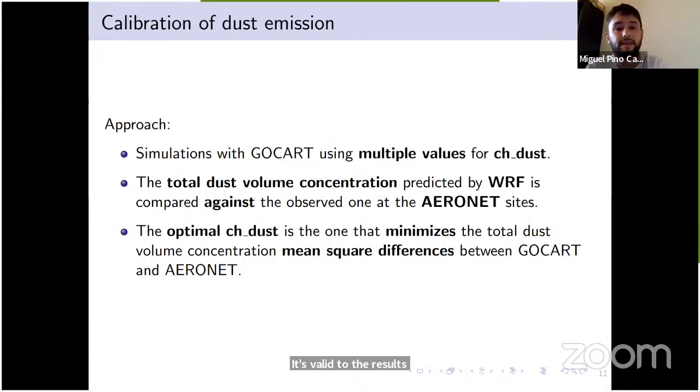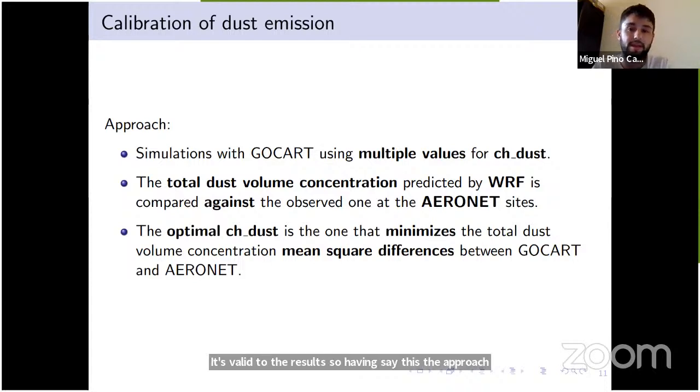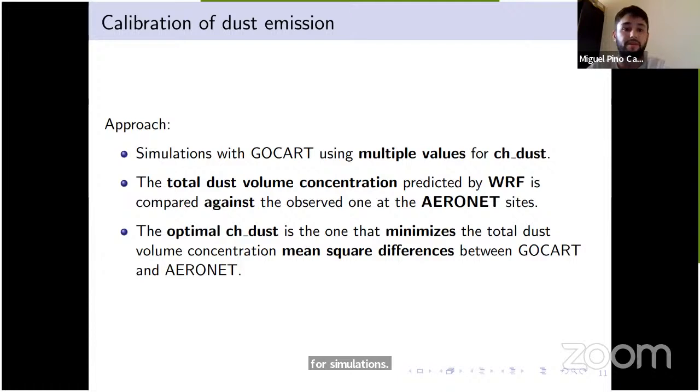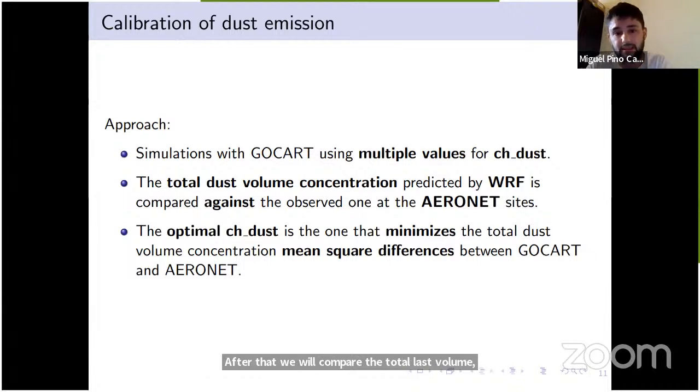So having said this, the approach we will take to the calibration will be performing 4 simulations with GOCART using multiple values for the CH_DUST. After that, we will compare the total dust volume concentration predictions with the Aeronet volume concentration data. With that, we will find an optimal CH_DUST, minimizing the mean square differences between the GOCART predictions and Aeronet.